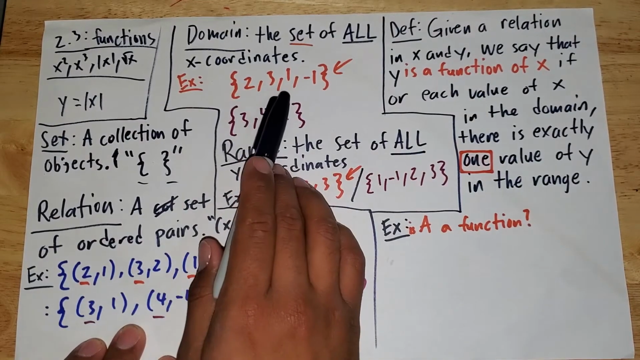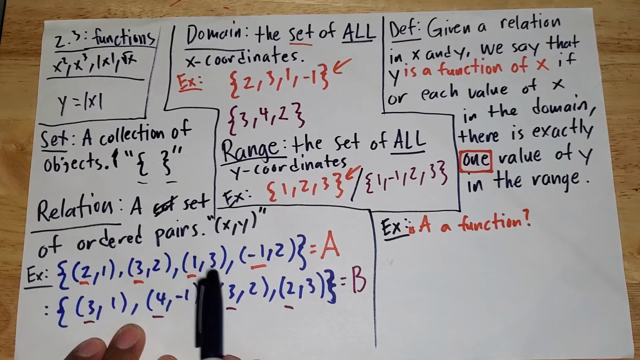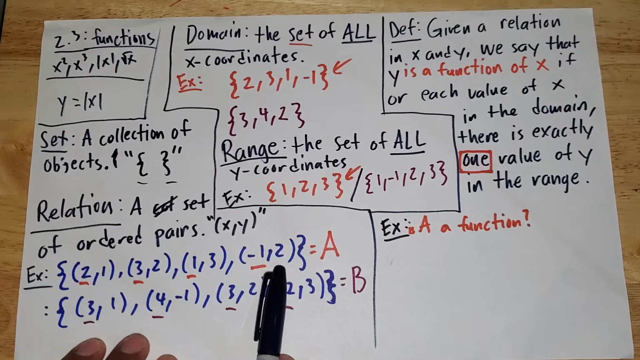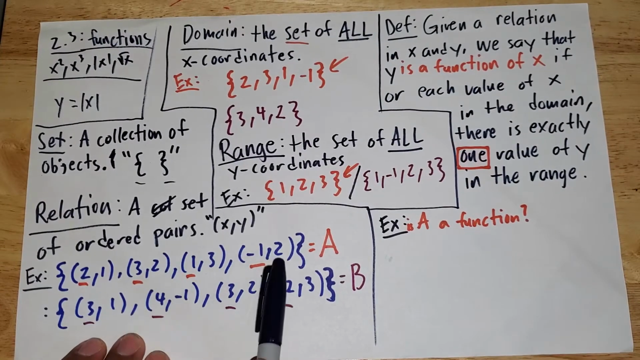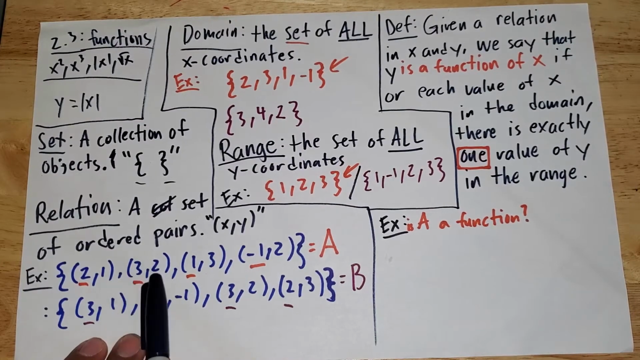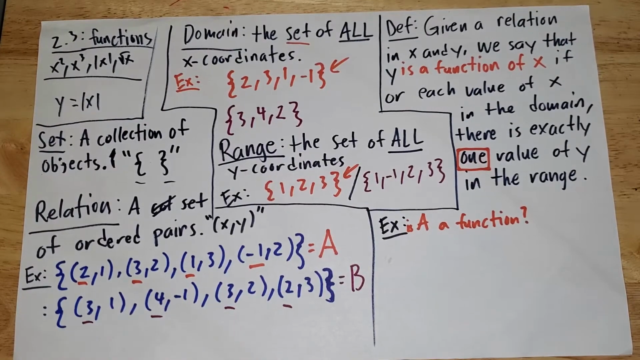That's good. That 1 corresponds to a 3. Cool. And negative 1 corresponds to a 2. You might be asking yourself, but wait, these two are corresponding to the exact same y, and you're right. 3 corresponds to 2, and negative 1 also corresponds to 2.